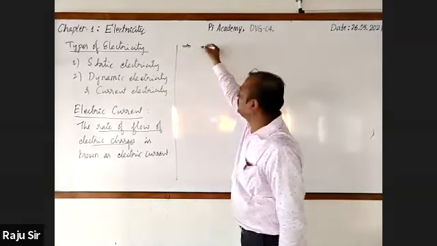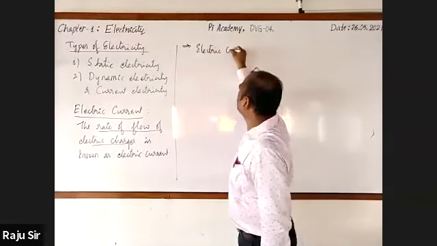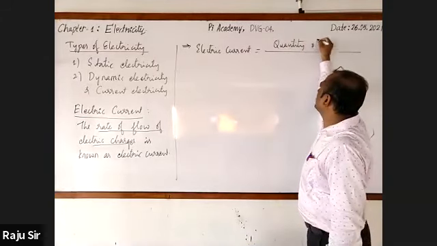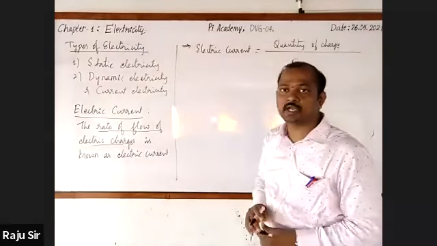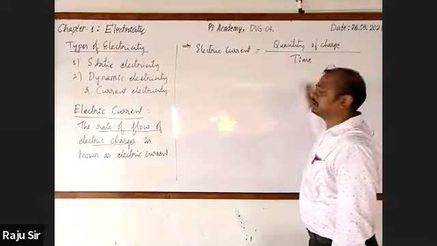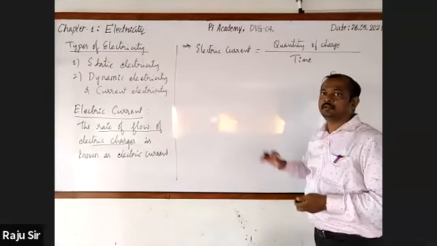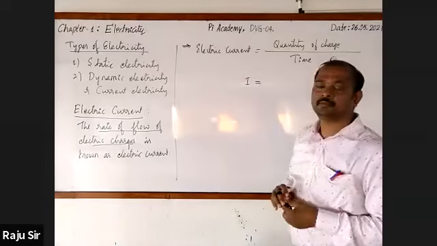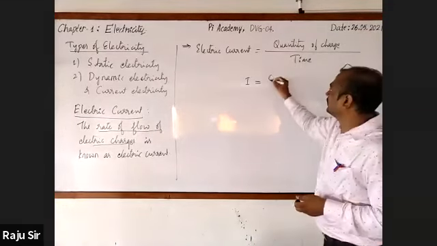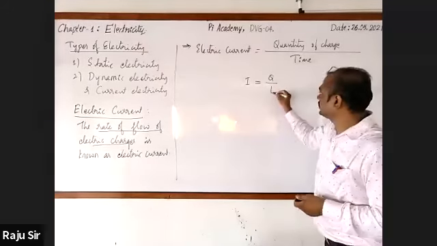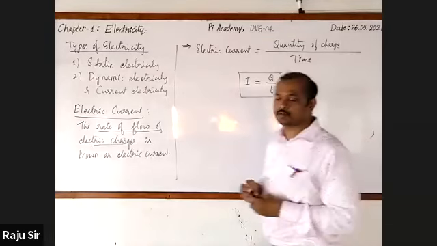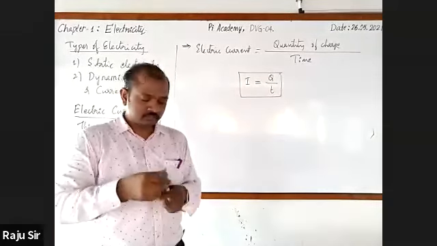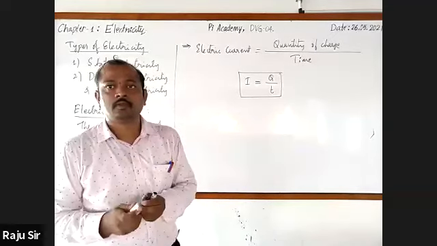So write with me. Electric current is equal to quantity of charge divided by time taken, or just write time. The electric current is denoted by the symbol I. The quantity of charge is denoted by the symbol Q. Time is denoted by the symbol T. So I equals Q by T is the formula used to find out electric current.